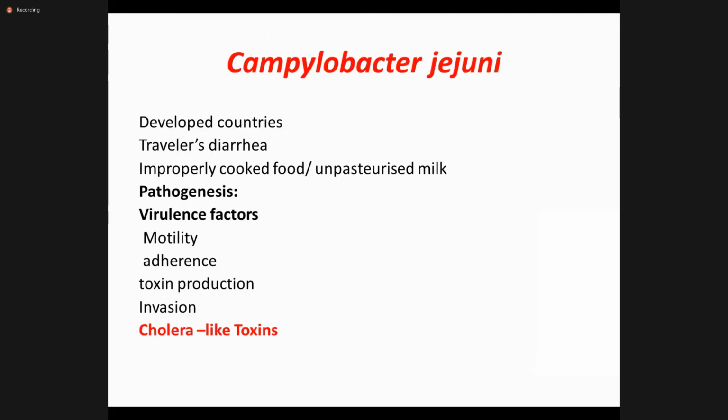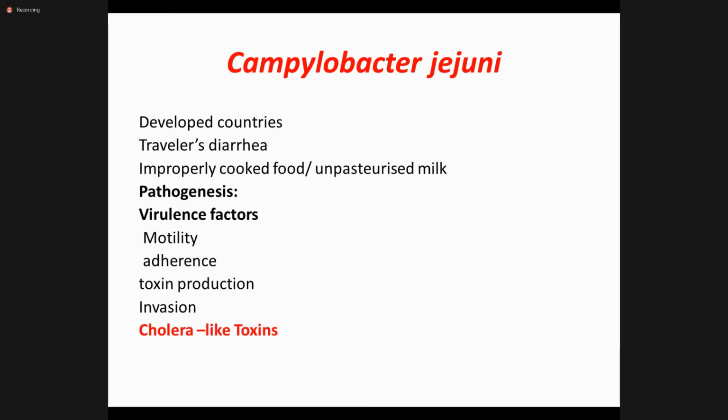Campylobacter jejuni is usually found in developed countries and it's associated with traveler's diarrhea. It is linked with improperly cooked food or unpasteurized milk. Its virulence factors are associated with motility and toxin production. It also produces cholera-like toxins and it causes invasion. One thing you should appreciate is that not all organisms cause invasiveness. Some organisms just adhere to the epithelium and produce their toxins, which produce further pathogenesis of the diarrhea. All organisms are not linked with invasiveness of the epithelium.